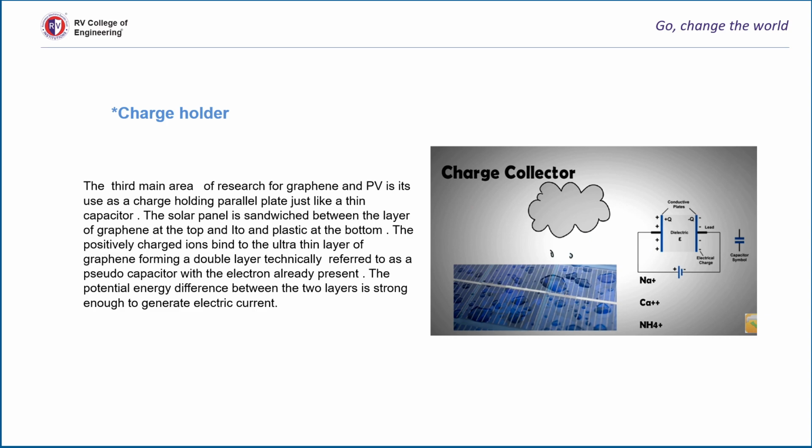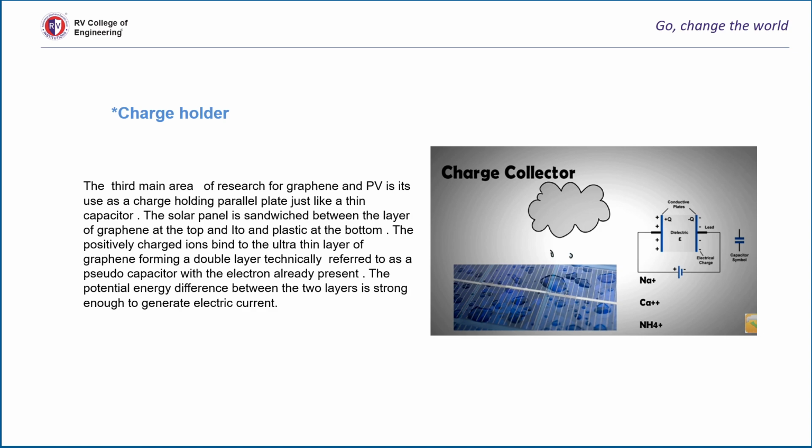The third main area of research for graphene and PV is its use as a charge holding parallel plate, just like a thin capacitor. Scientists from University of China have been working on harnessing the power of rain through solar panels. As we all understand, rainwater is not pure and it has positively charged ions of sodium, calcium, and ammonia. So, a layer of graphene is placed on the top of solar cells not as a current collector but as an ion holder and a separator.